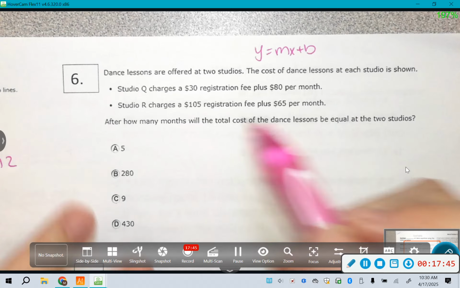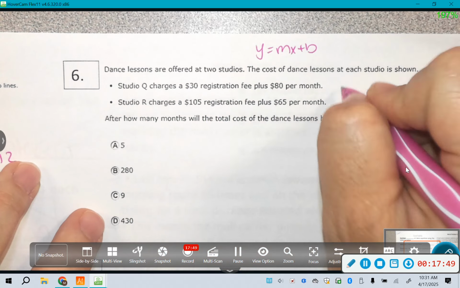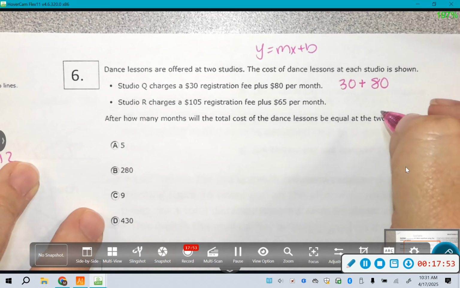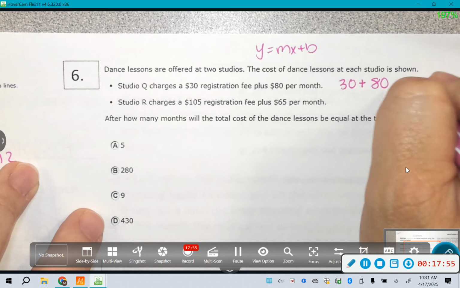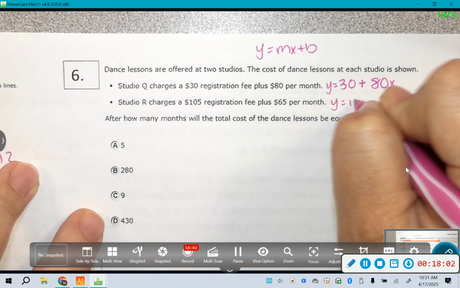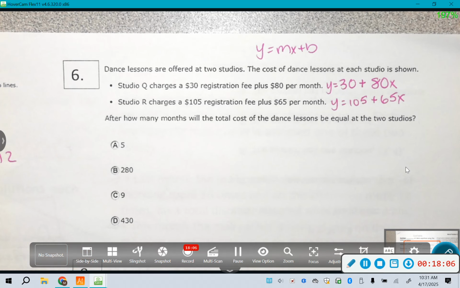Okay, so knowing that, it says the Studio Q charges a $30 registration fee plus $80 per month. When I see the word each, every, or per, what do I put? X. So this is my first equation. So what would be my second equation? Yes. So there's my two equations. So is this one pretty simple? Yes, I'm gonna just type it in to my computer.